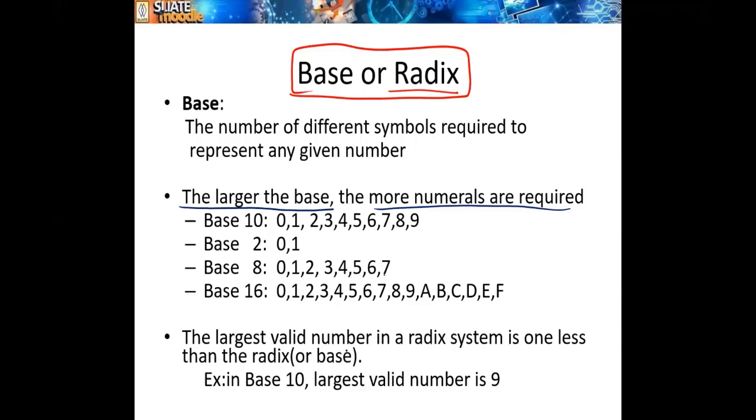What it means is, the largest valid number in a radix system is 1 less than the radix. So if the base is 10, the largest valid number will be 1 less than that radix, 1 less than 10. It means it will be 9.